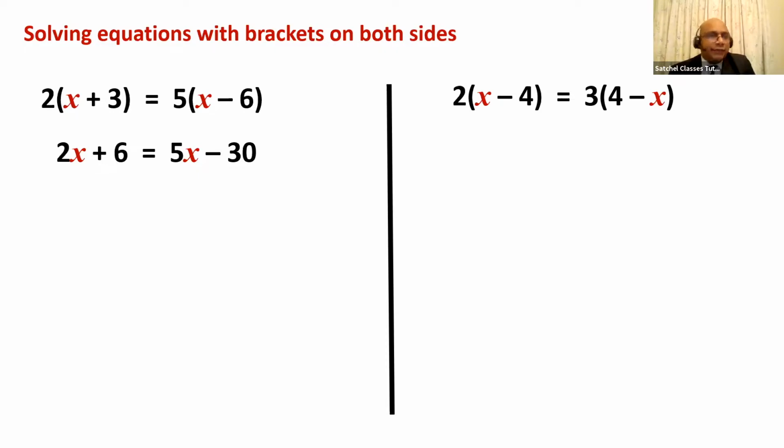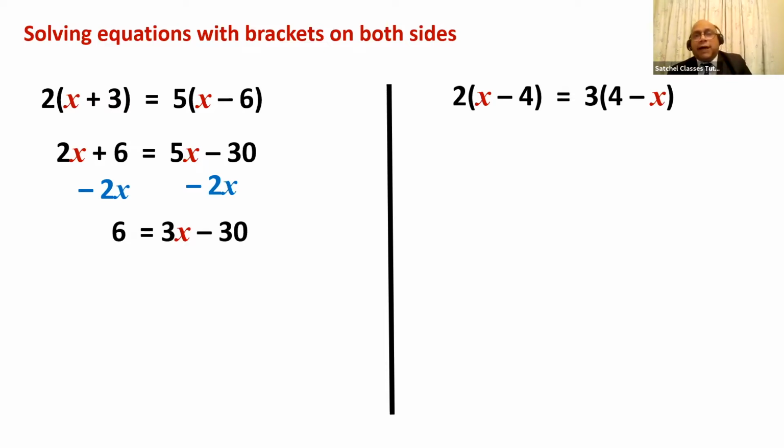Unknowns on both sides of the equal to sign. So let's get started. We need to first get rid of the 2x on the left and bring that to the right. So we subtract 2x from both sides. On the left, 2x will get eliminated. On the right, we have 5x minus 2x, which is 3x. So 6 equals 3x minus 30.